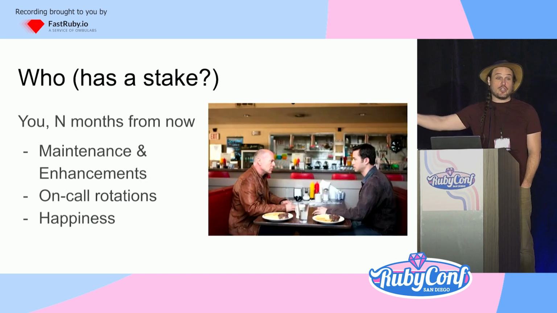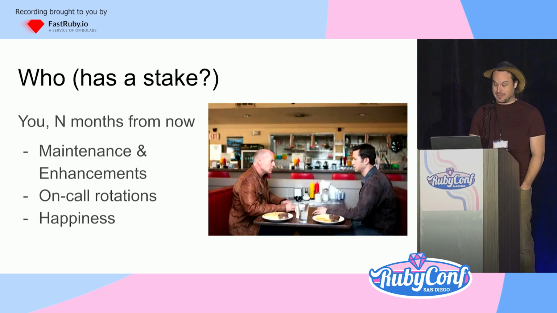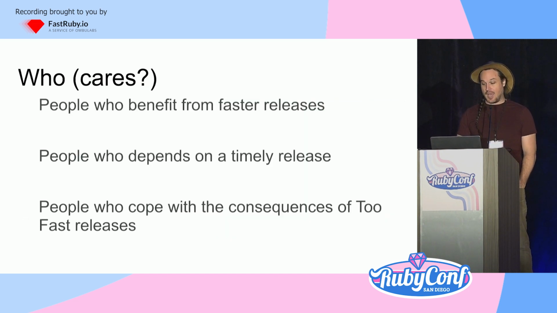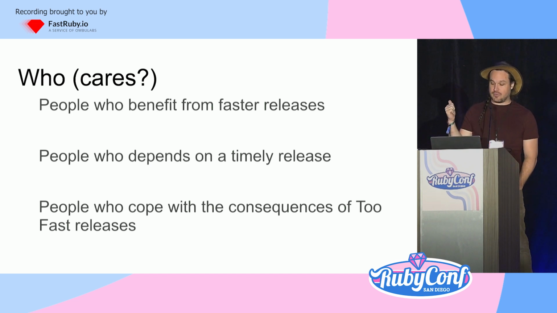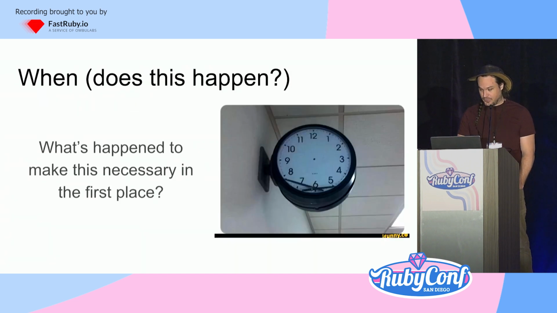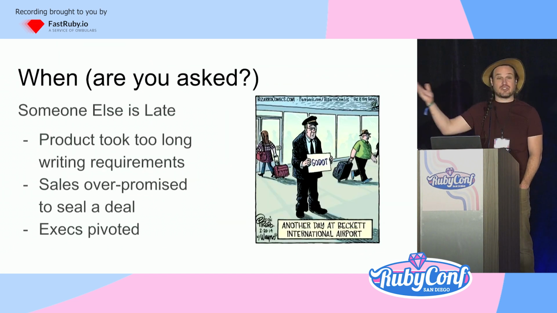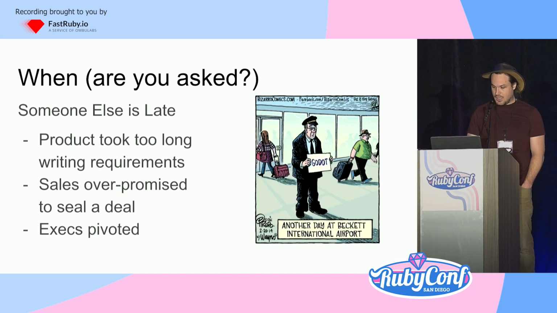And of course, you in the future, because you're going to have to maintain whatever it is you did to make this work today. So these are the people that care and why they care, right? There are people that benefit from faster releases. There are the people that depend on a timely release, and there are people that have to cope with whatever you did. So when does this kind of situation arise? So of course, when someone else is late, we've all had a situation where another team needed assistance.